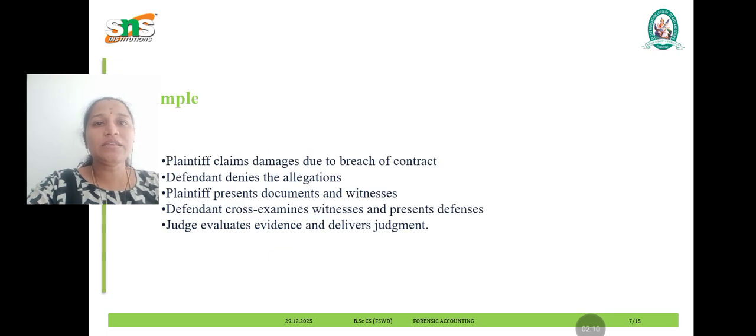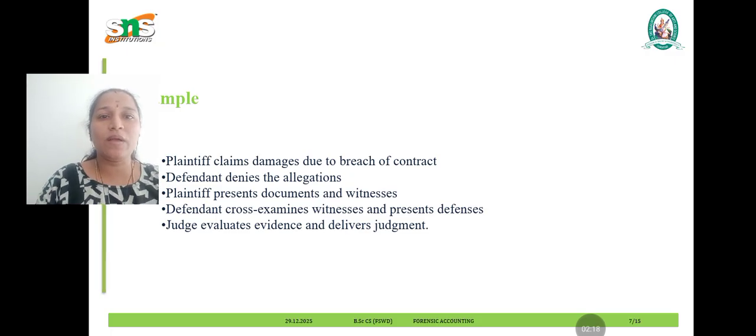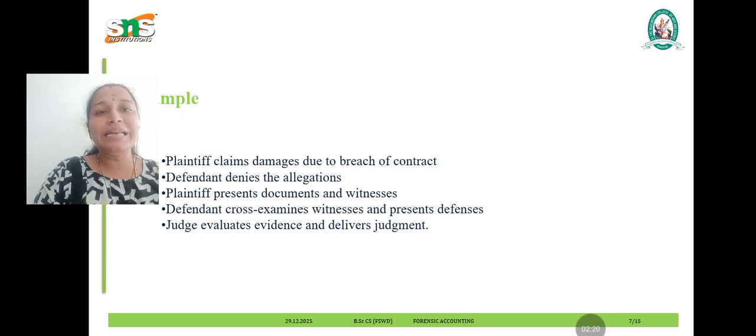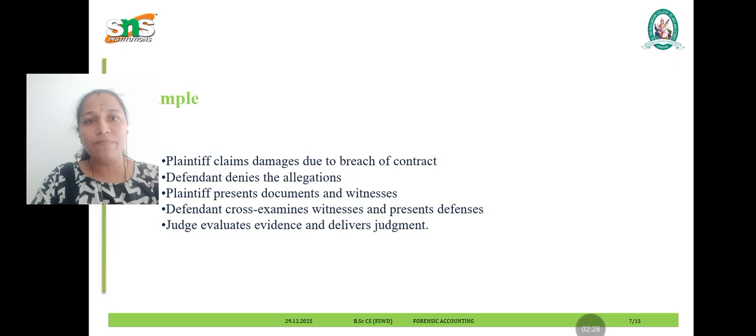Next, I have given some examples of forensic accounting using evidence. The plaintiff claims damages due to breach of contract. The defendant denies the allegations. Third, the documents are presented along with the plaintiff's witness. Then the witness is cross-examined and the defenses are presented. Finally, the evidence leads to the delivered judgment.